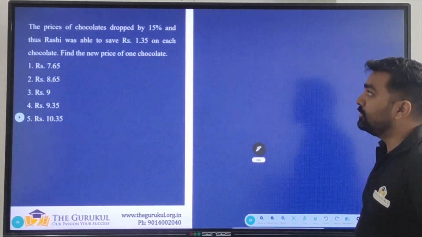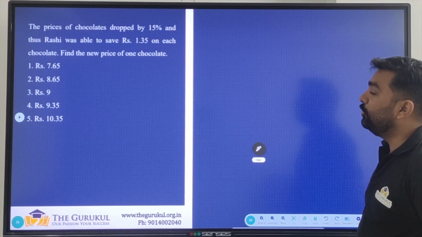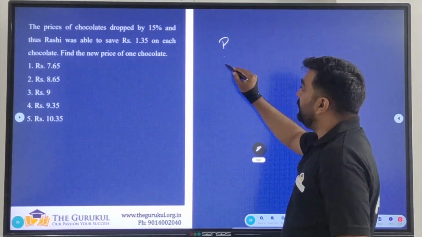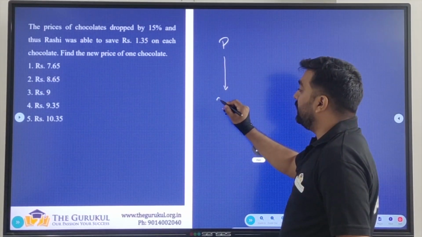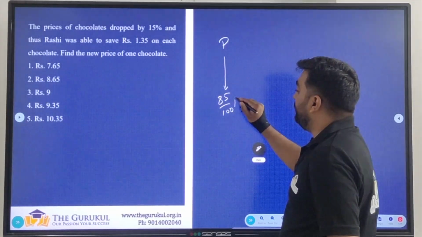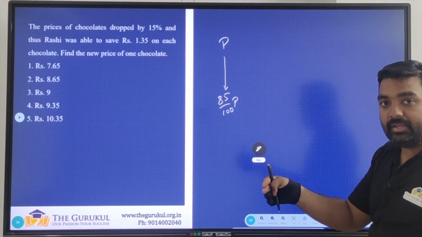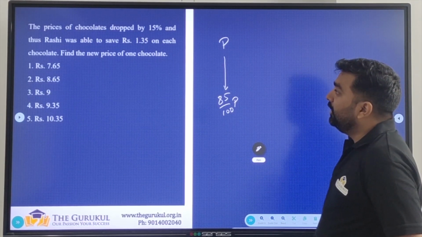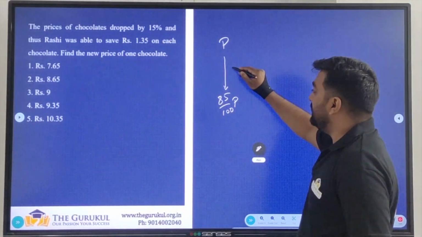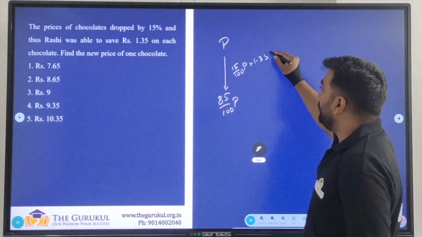Next, the price of the chocolate dropped by 15%. Thus, Rashi was able to save 1.35 rupees on each chocolate. Find the new price of one chocolate. Can I say initial price of chocolate is P rupees? New price will be equal to 85 by 100 of P. That is what we discussed. 15% less, 100 minus 15 by 100. And Rashi was able to save 1.35 rupees. So this decrease, that is 15 by 100 P, is equal to 1.35 rupees.